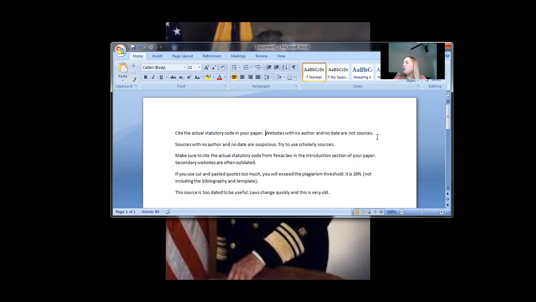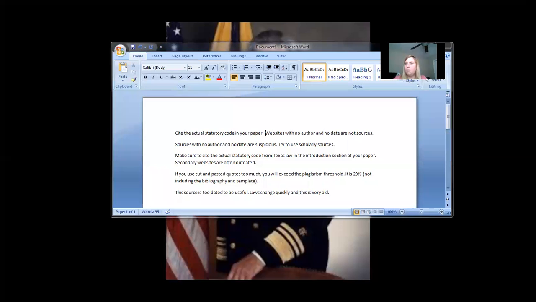Websites with no author and no date are not sources, and a lot of you guys are going the n.d. route and then putting the date as the date you retrieved it. The date you retrieved it is not the date that it was written. If it has no author and no date, it is not a source, guys. So I'm telling you that right now. We should know that already. We are 75% through our papers. Also, sources with no author and no date are suspicious. Try to use scholarly sources. What's most important for me for you guys to know is what gets you credit and what does not give you credit.